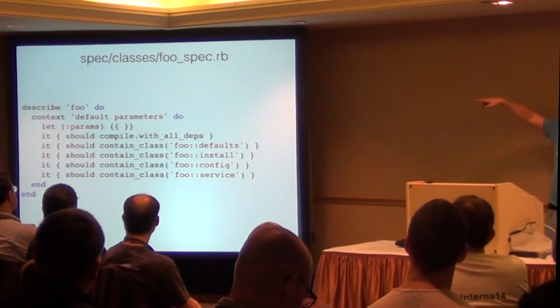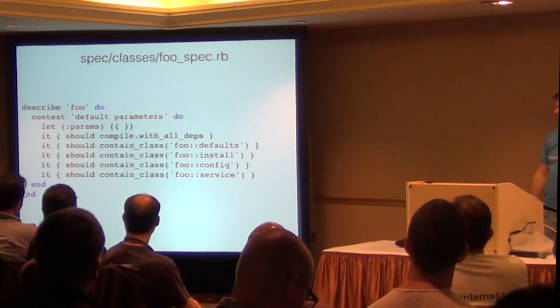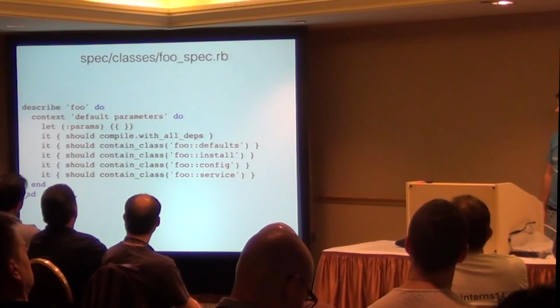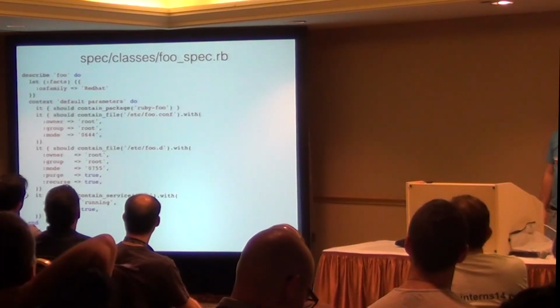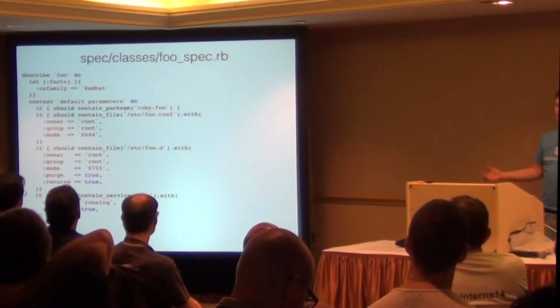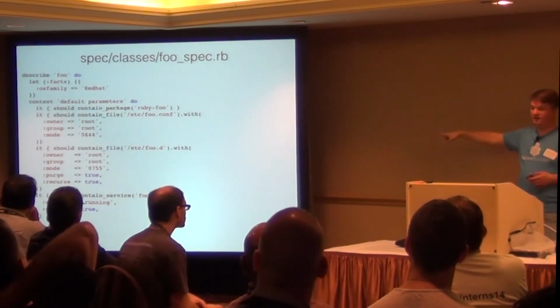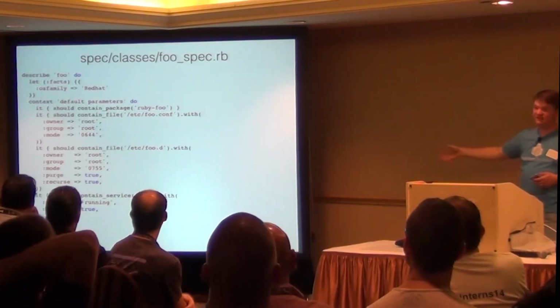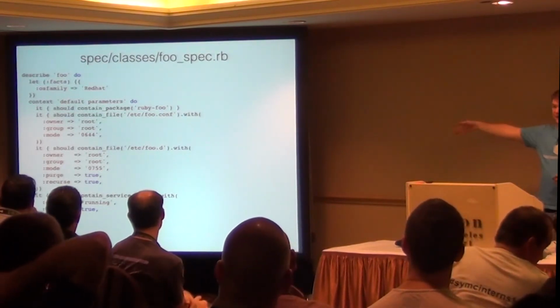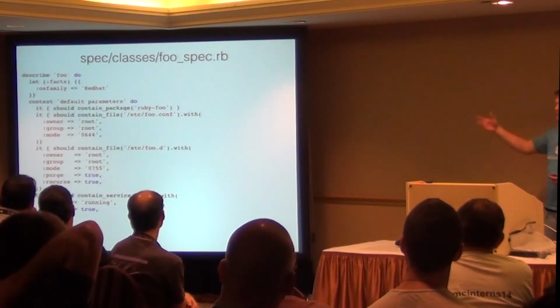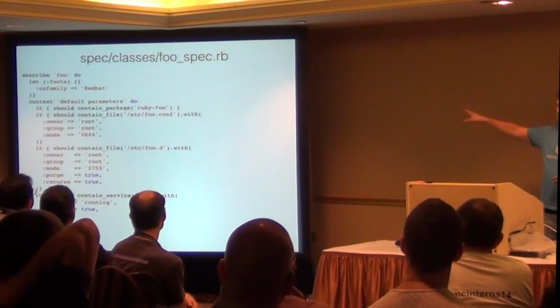So this is basically saying that on the foo class with default parameters, it compiles and it has all these other classes within it. And then you go a little bit further and check that any resources that should be output by the module as a whole are also there. So you've got your package, your config file, your foo.d directory, and your service. Those things should be there. This helps weed out things like I mistyped the config file somewhere, or I have the wrong parameter or something like that. And this is all one-time stuff.